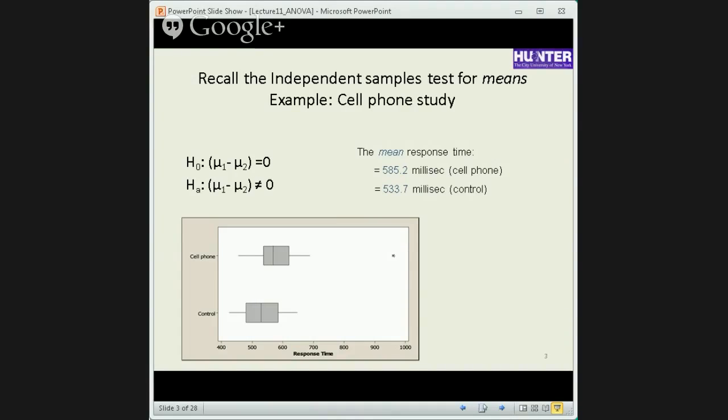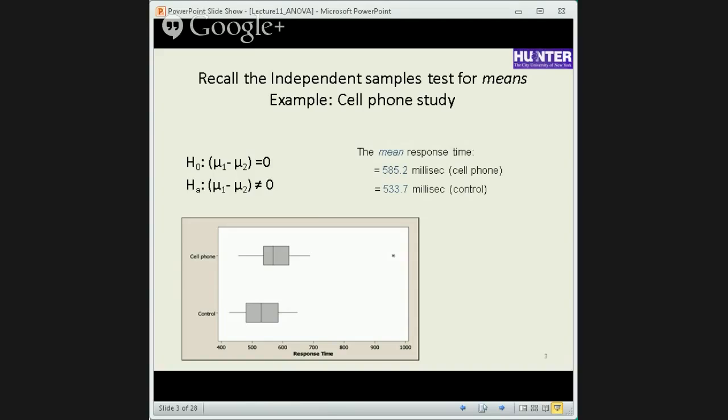Okay, so just to recall an example from a couple classes ago when we were doing the independent samples t-test, so the t-test for two independent samples. One of the examples we did was this cell phone and control, where there were two groups, and we were looking at response time to a stimulus for people not using a cell phone and using a cell phone.